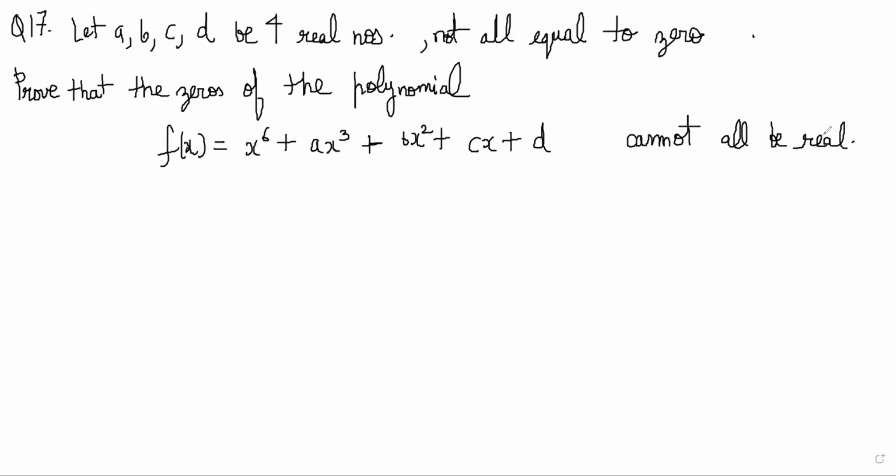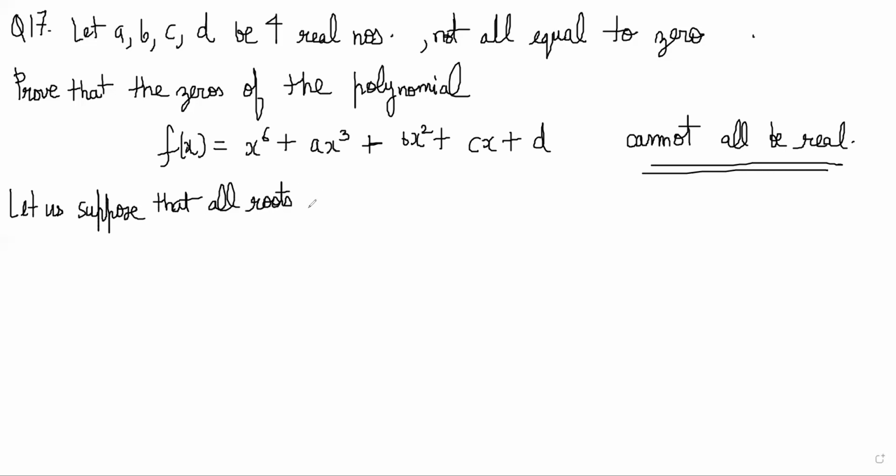Okay, so A, B, C, D are basically 4 real numbers, not all equal to 0, such that we have this polynomial f of x equal to x power 6 plus ax cube plus bx square plus cx plus d, right? Now, we have to prove that all the roots of the polynomial cannot all be real. So let us suppose the opposite, that all roots are real. Let's call these roots alpha, beta, gamma, delta and so on, right?